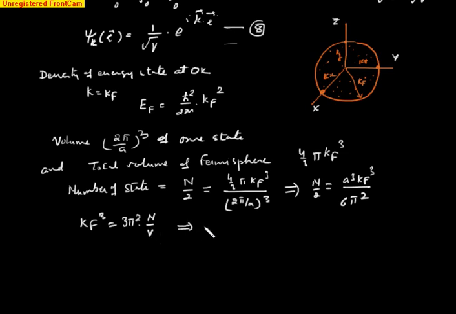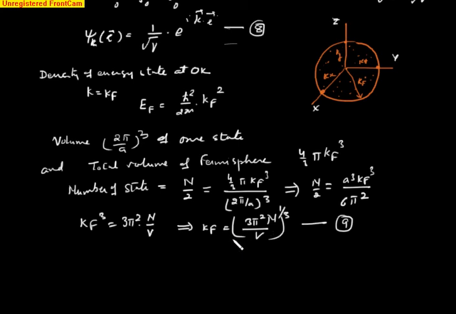So now you can find what is kF. It is simply equal to 3 pi square N over V, to the power 1 by 3. I take this 3 to the other side. This is 1 by 3. So let us keep it as equation number 9.